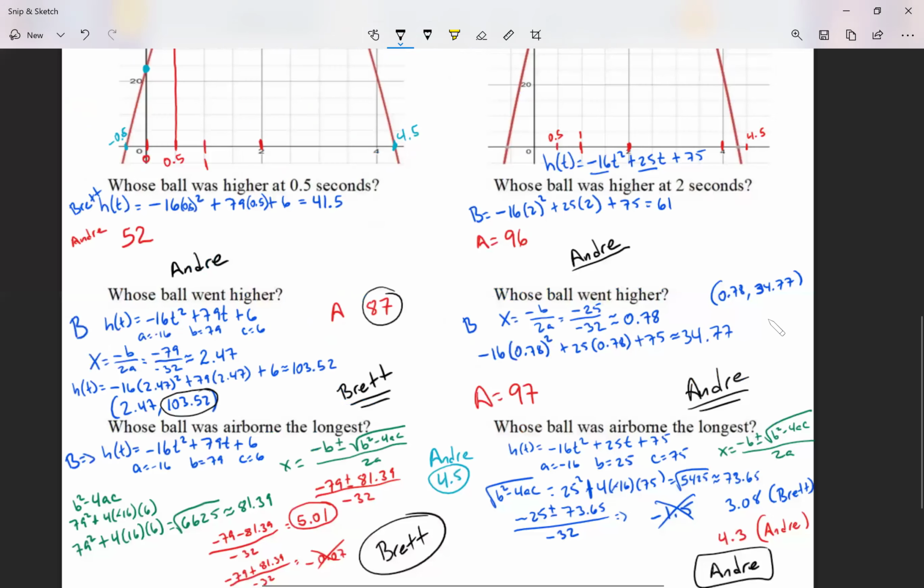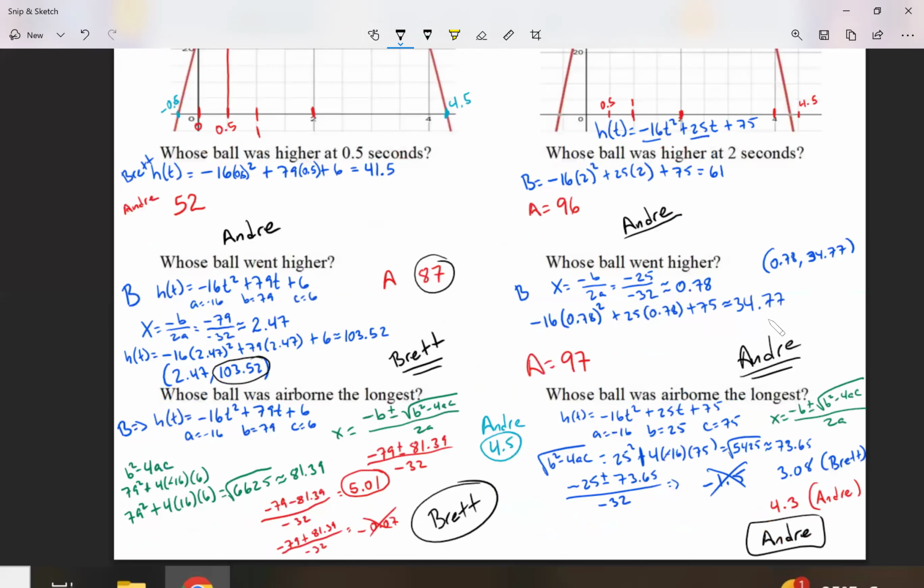Real quick on our homework here. On our notes, I asked you guys whose ball went higher. Notice that I solved for the vertex. I found the time, I found the height. I might just even ask you whose ball reached the highest point faster. In that case, I'm asking you just to compare the x values. So I might ask you whose ball went higher, or I may ask you whose ball went faster. Gotta pay attention to that.